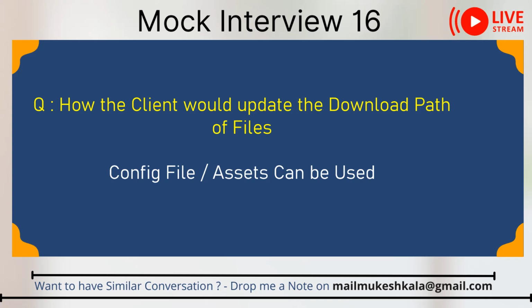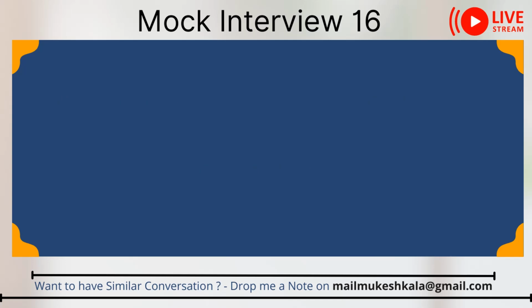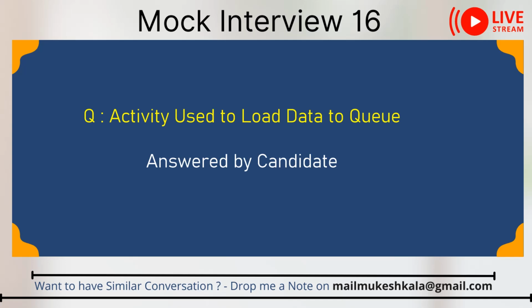And then you read this data and push it into the queue. Now, which activity are you using to load the data to the queue? Add queue item is the activity I'm using in my workflow. I'll just pass variables like the account name and account number to it, and even the reference also.